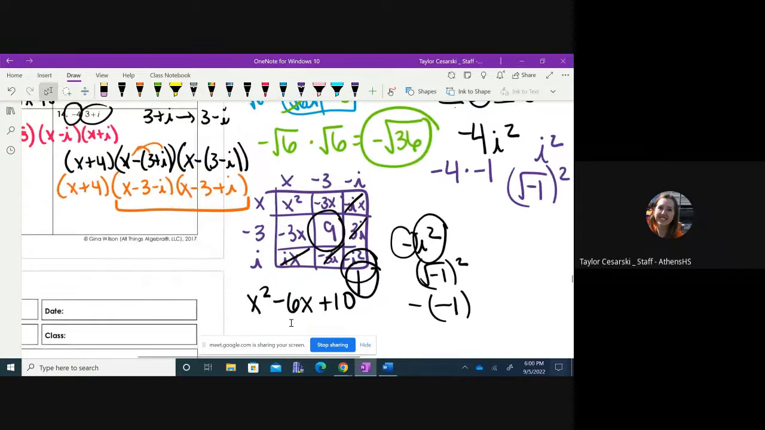Don't forget, for your final answer, I'll leave you to do this part. You still need to multiply that by x plus 4 because you have a root at negative 4. Okay, so that kind of gives you an introduction to slash review, because you should have seen this before, to complex zeros, working with imaginary numbers, and all of that.